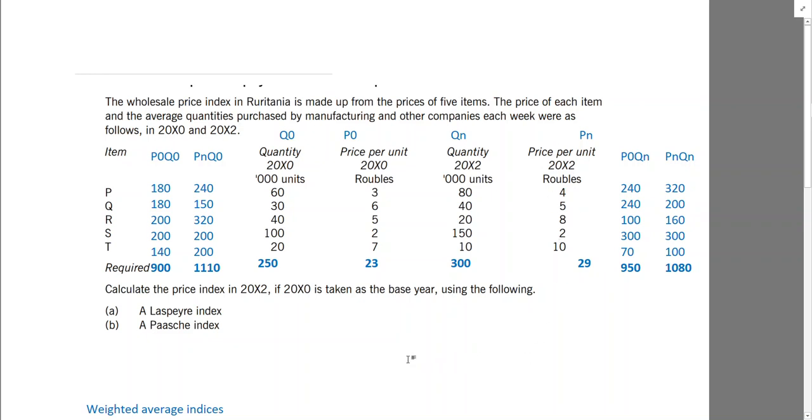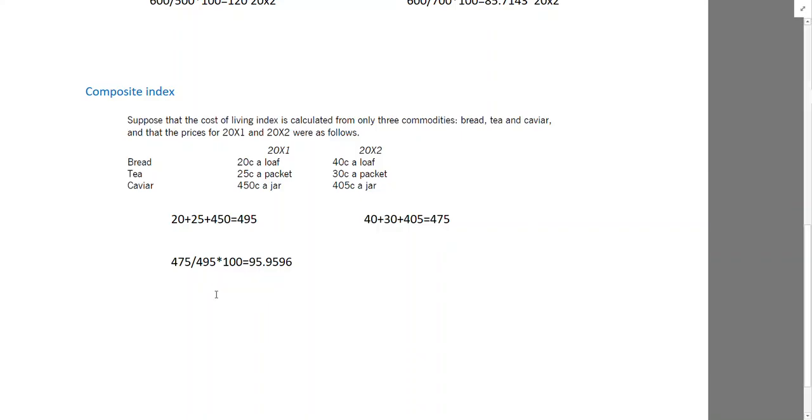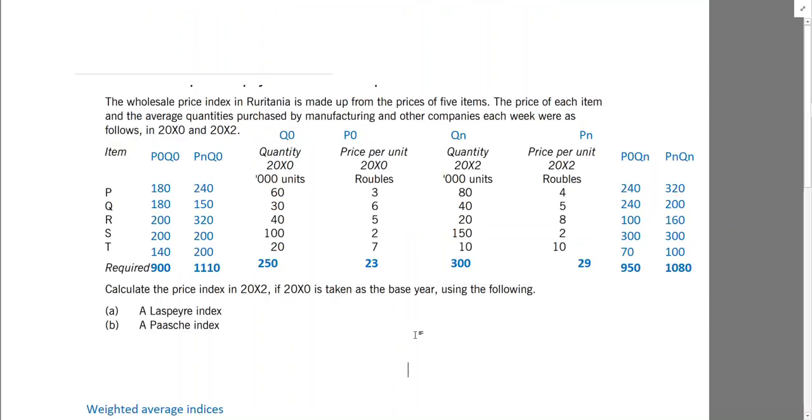If we look at the simple price index, like we saw here, composite price index, we would look at 23 price and 29. Take 29, divide by 23, which becomes 126.